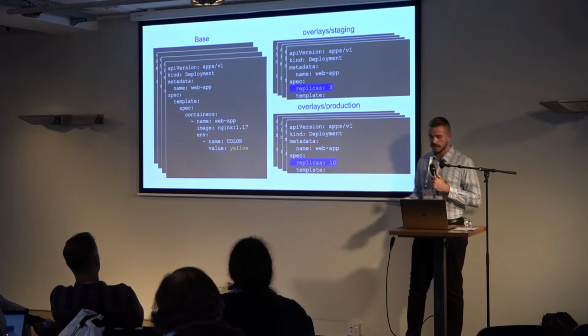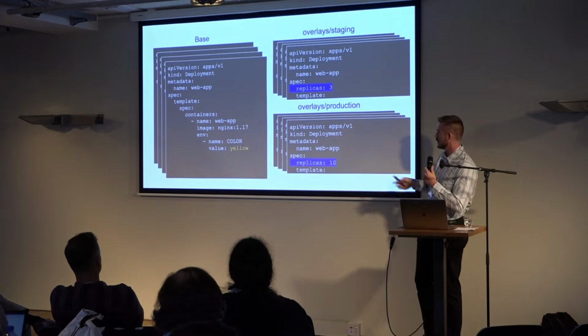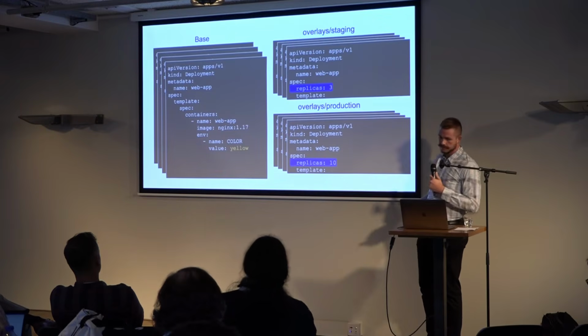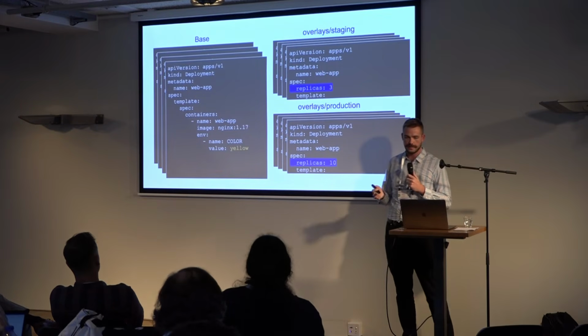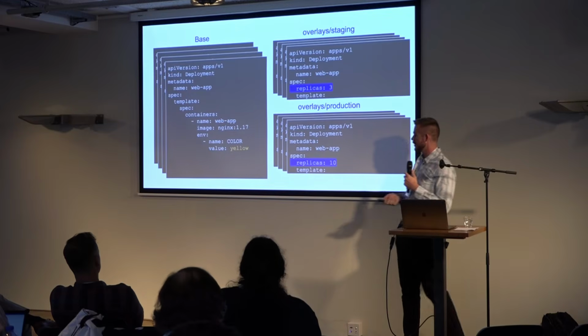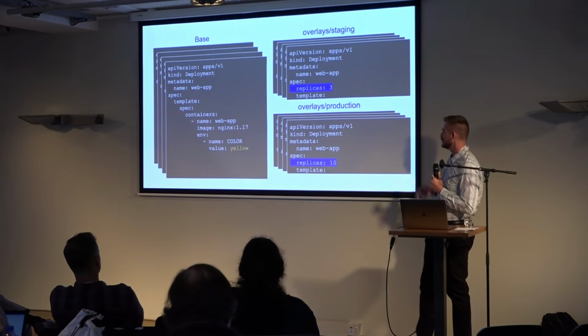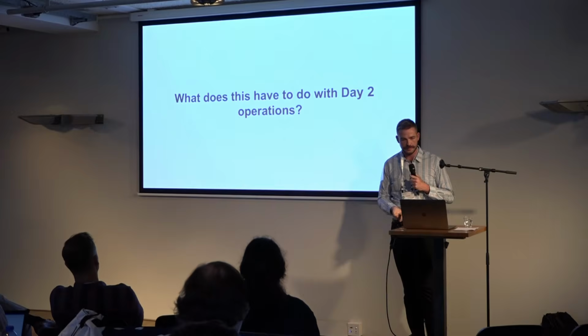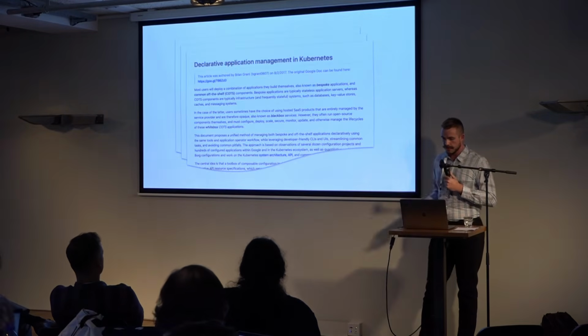And even though the chart maintainer didn't make this configurable, I can scale this to multiple environments, writing a minimal amount of YAML to make the tweaks that I need. So staging replicas 3, production replicas 10. So what does this have to do with day 2 operations?